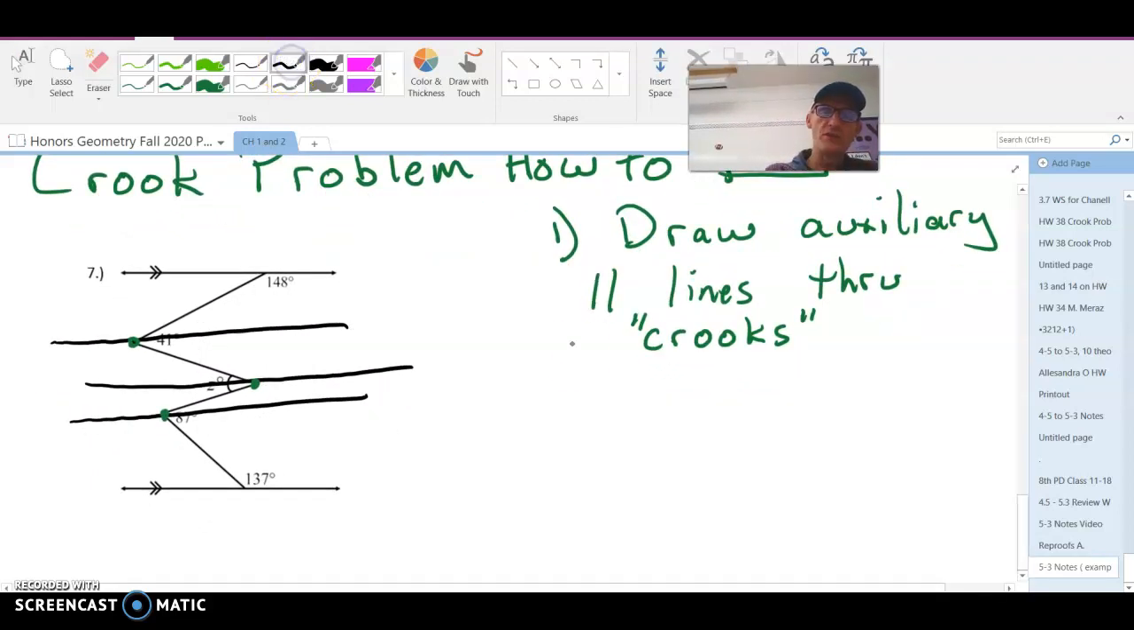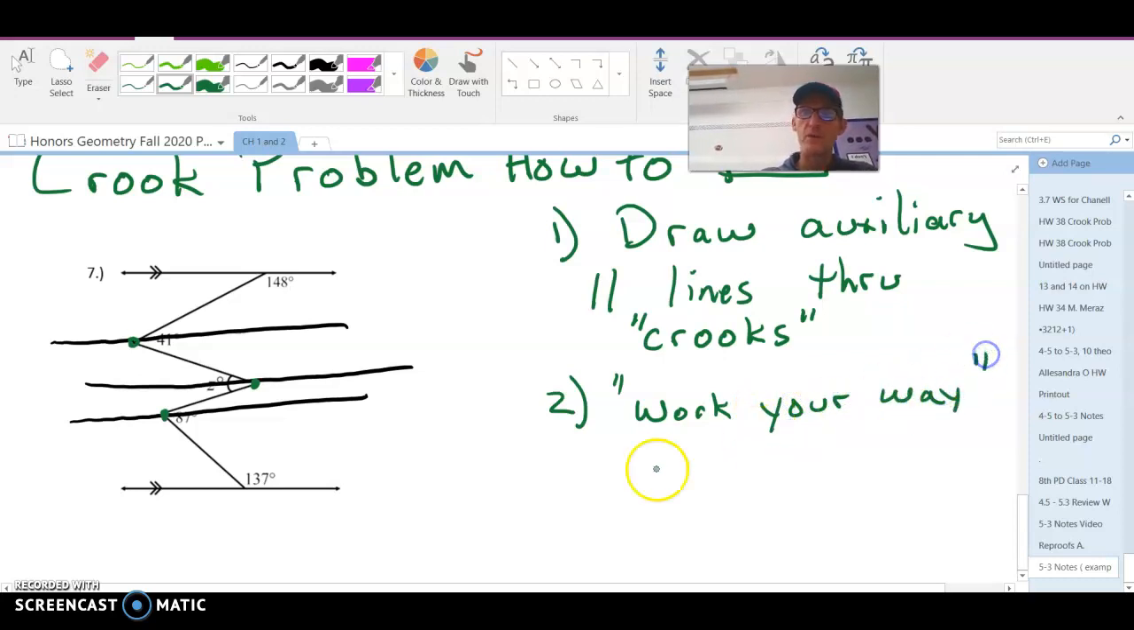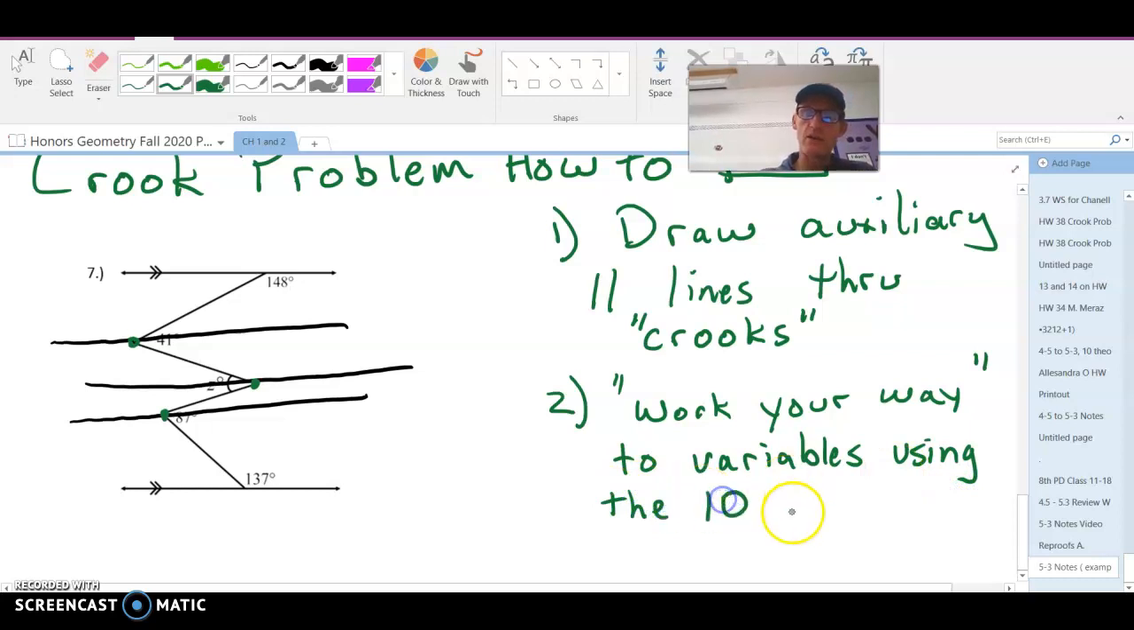Now, the second thing you want to do when you do these is you want to work your way to the variable, using the 10 theorems. Really only 5, but we want to make sure that we remember there are 10. Okay? So in this problem, it's 137 here.